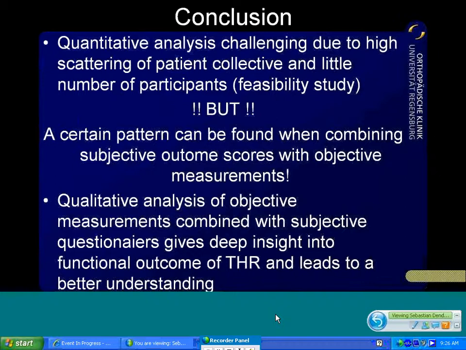This actually points to the combination of the ratios with the subscores, the WOMAC subscores, and the Harris hip subscores. The qualitative analysis of objective measurements combined with subjective questionnaires gives deep insight into the functional outcome of THR and leads to a better understanding of all the mechanisms. We've seen before, subject 4 and subject 15 had very similar hip scores, but the reasons why they had very low subscores were different. Subject 4 due to biomechanical reasons, subject 15 due to other reasons, psychological or whatever.